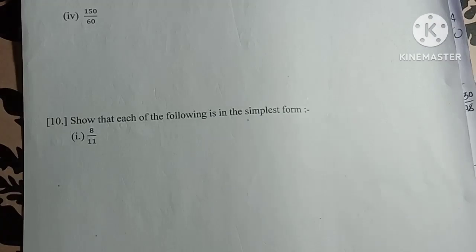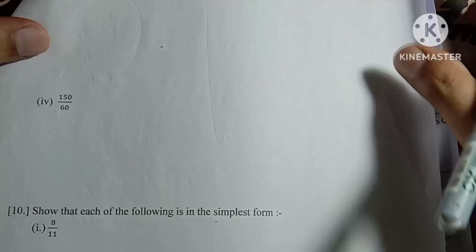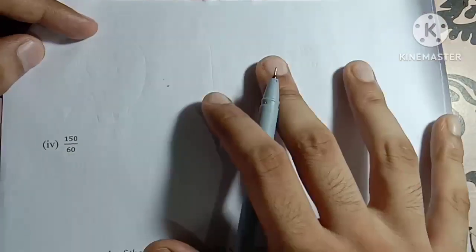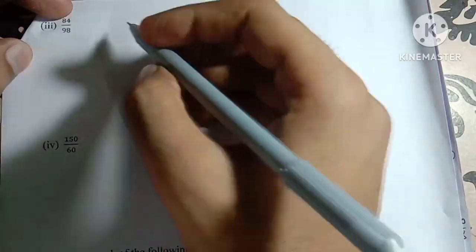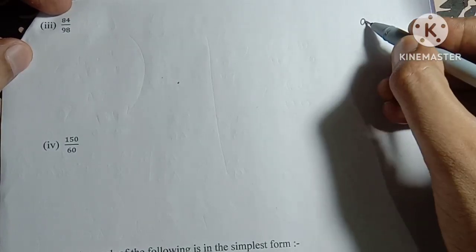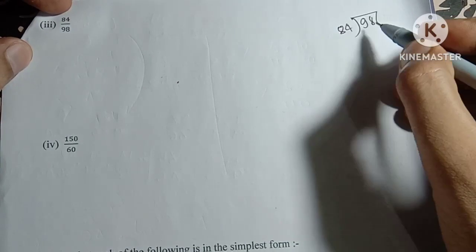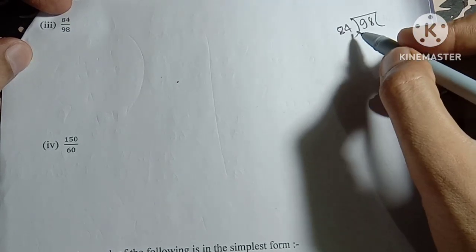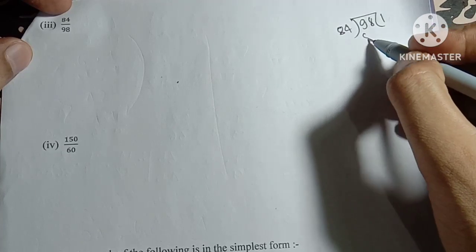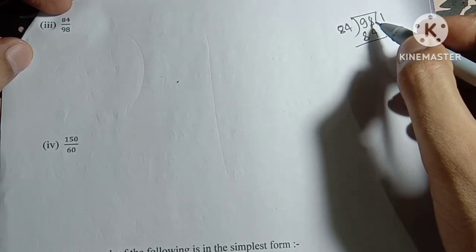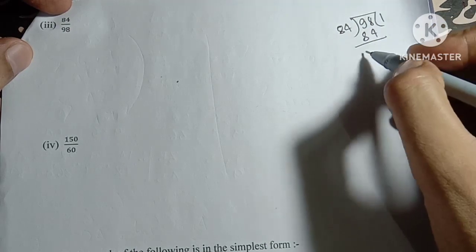Moving forward, the next question is saying the third number is 84 by 98. It is saying 84 by 98. We have to bring it into the simplest form. So we have to first find the HCF of these two numbers. On dividing 98 by 84, 1 time 84, so we will be left with 14.